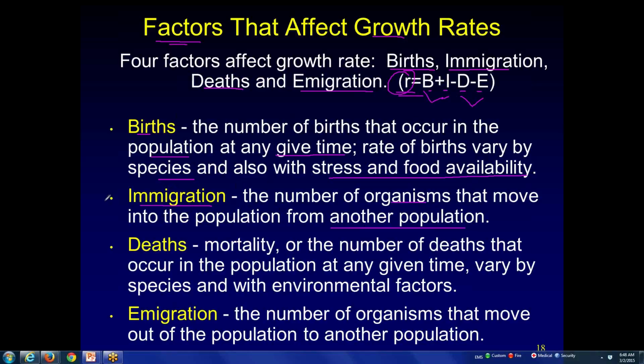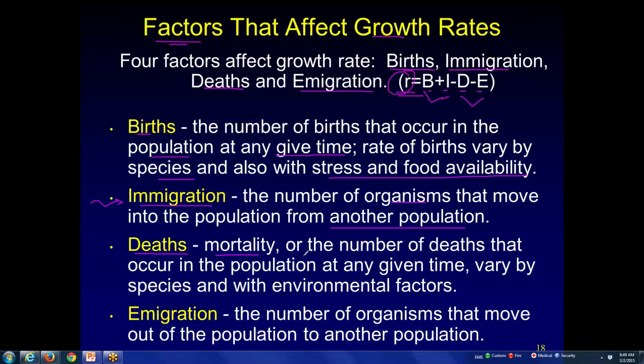This is a big factor, especially in animals. You don't see as much of this going on with plants, although it can happen where seeds disperse into a new area. This is going to typically happen among your larger mammals, birds especially, organisms that can cover lots of distances. This is a big factor.